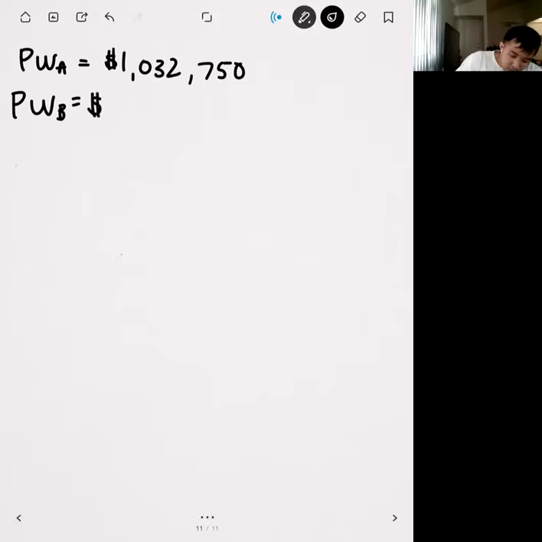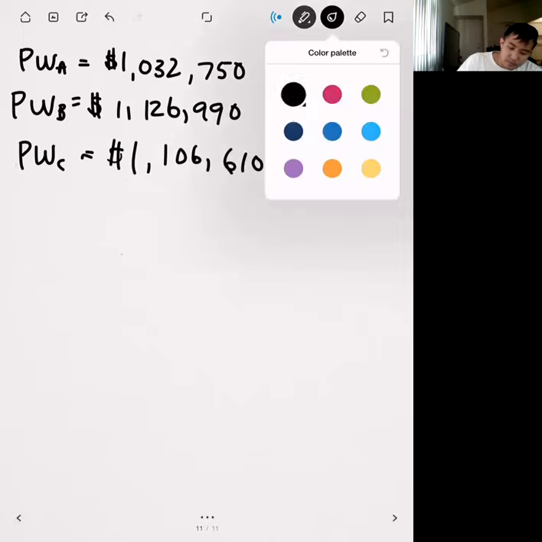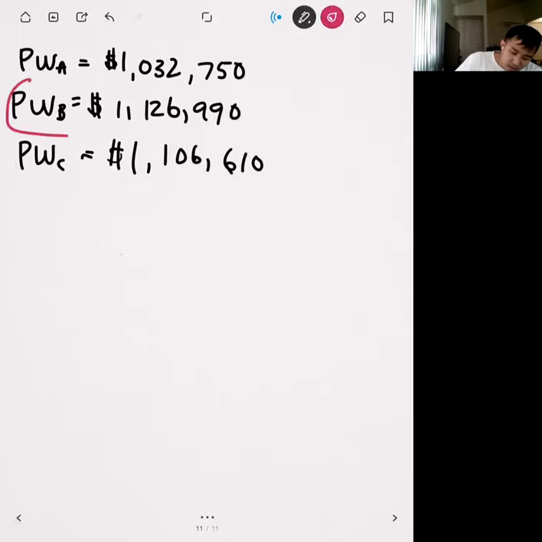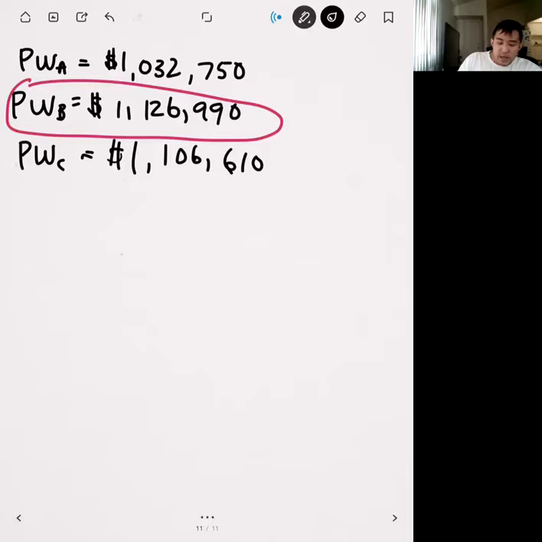Okay, and so for option B we have 1,126,990. And then for option C we have 1,106,610. We can see from this that the one that's the highest here is B. So what we say is that option B is the best. All right.